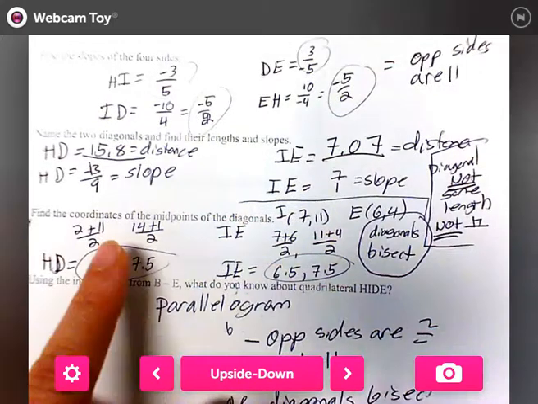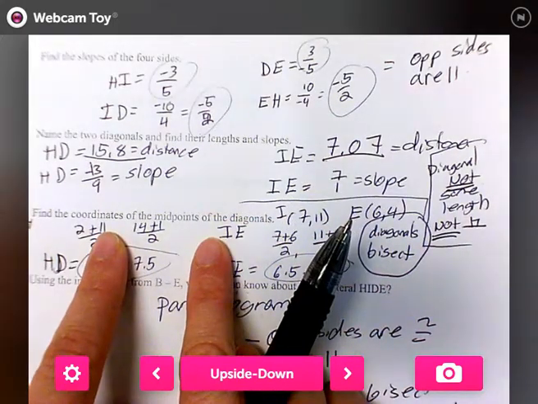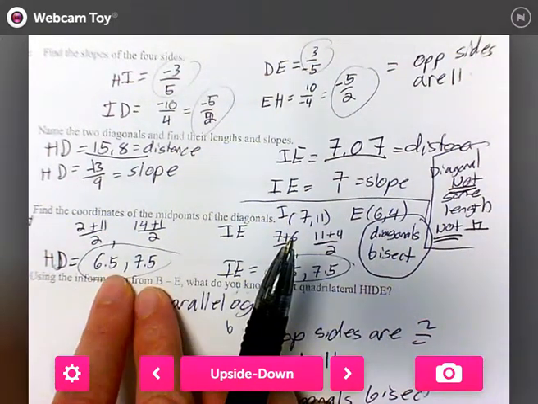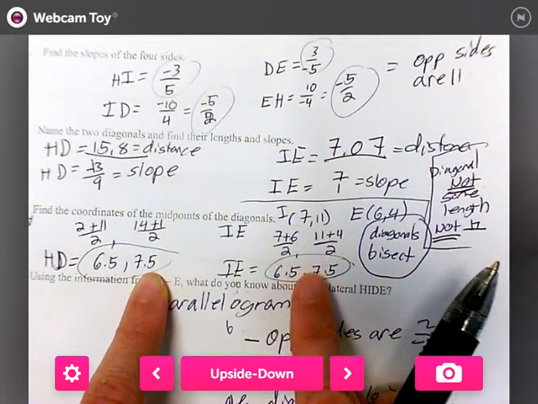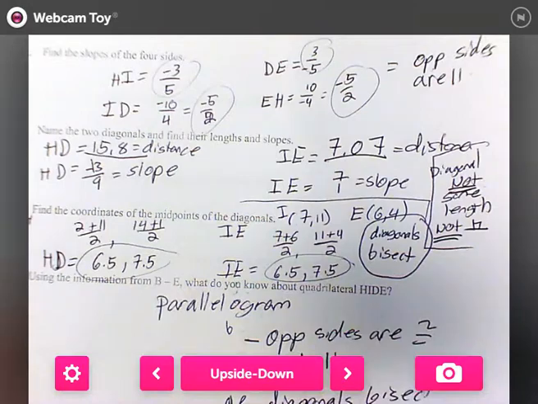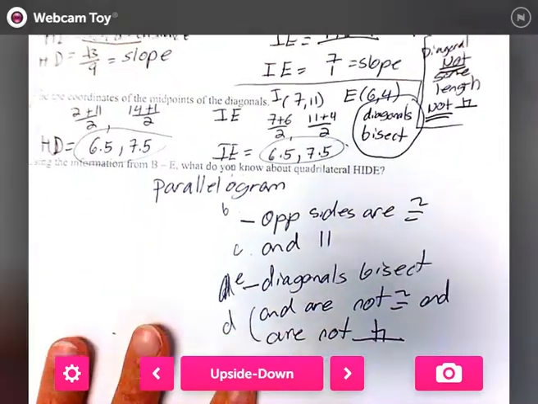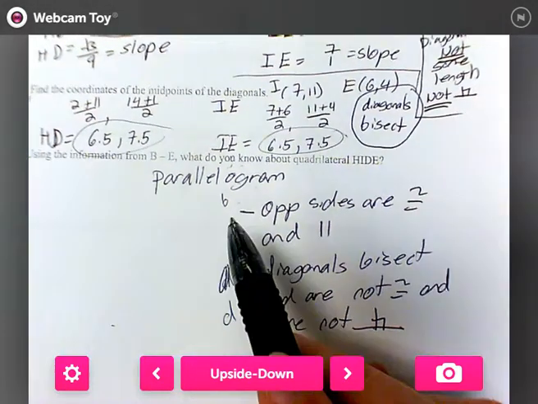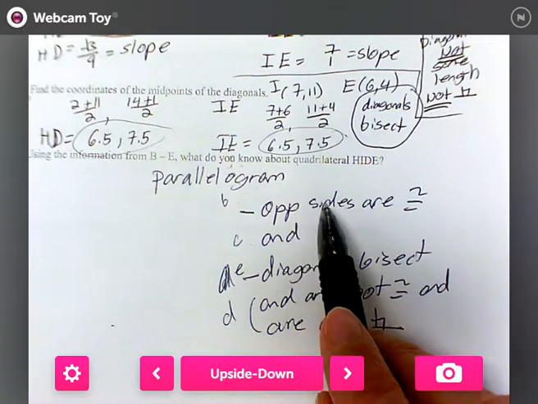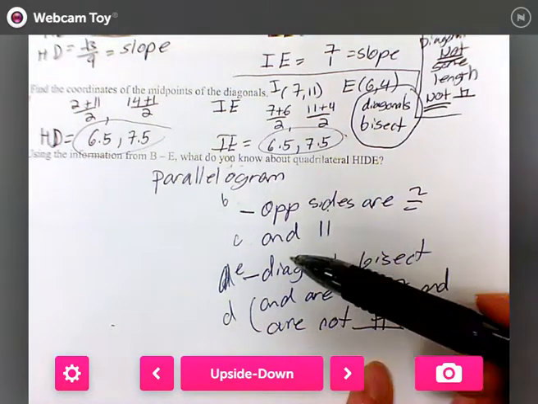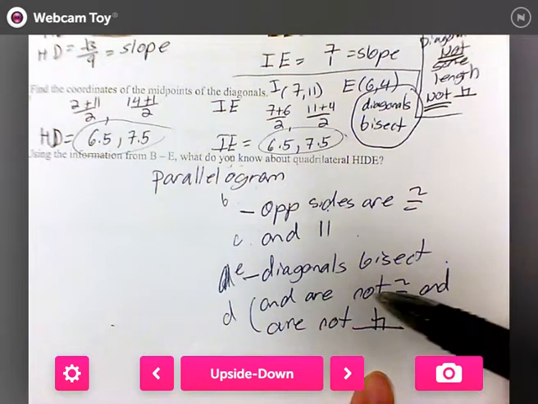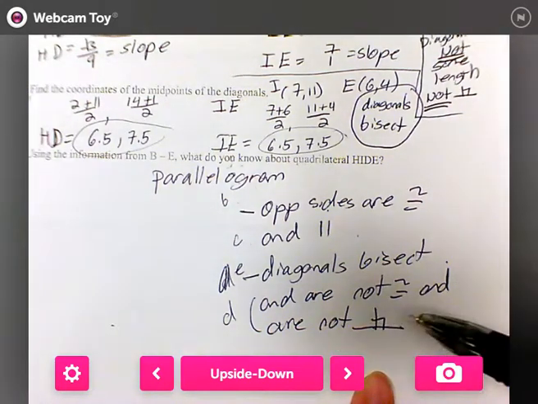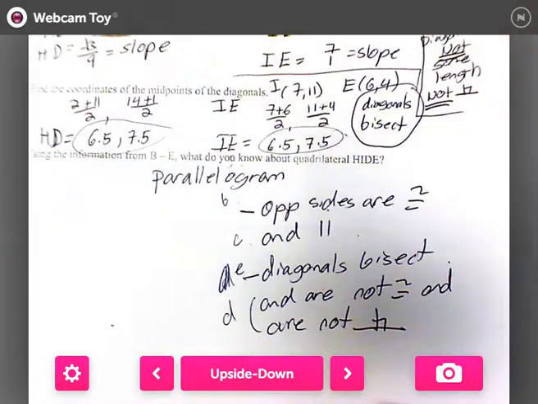All right? We found the midpoints of those diagonals. The midpoint of HD is 6.5, 7.5. And I to E is 6.5, 7.5. So we know that this first picture is of a parallelogram because opposite sides are congruent and parallel. The diagonals bisect and are not congruent and are not perpendicular. Okay, let's go ahead and move to number 2.